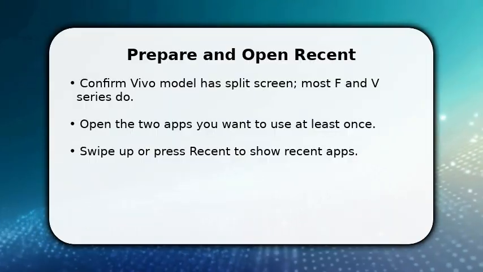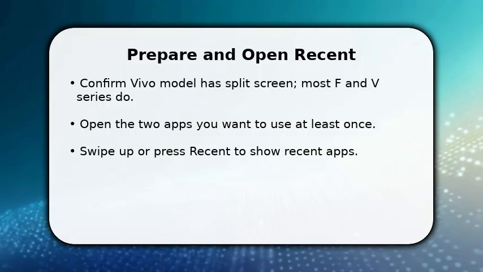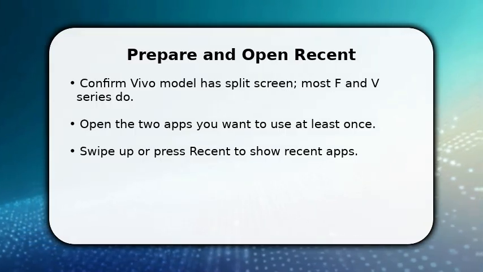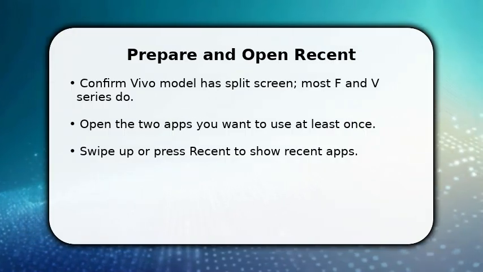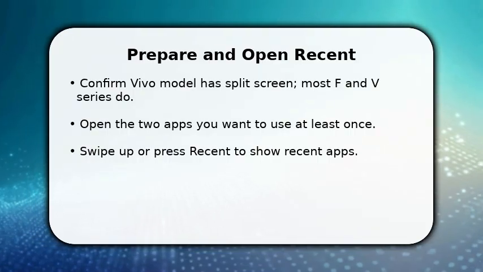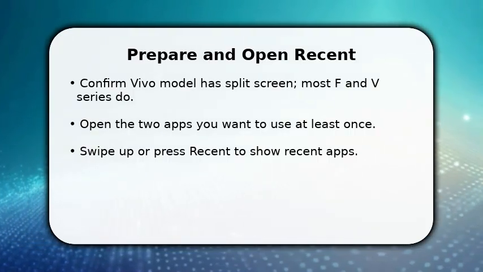You start by preparing the apps and getting to the recent view. Open both apps you plan to use so Android keeps them in memory. Once done, swipe up from the bottom or tap the Recent button to show recent apps. This places your apps into the interface that controls multitasking.